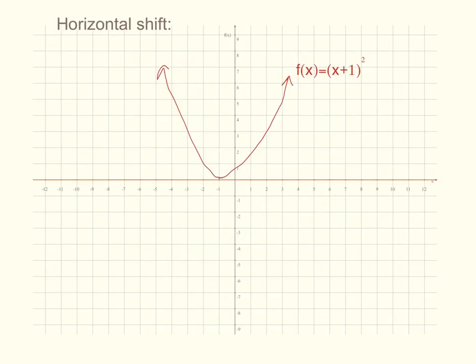So here we can see that the graph has been shifted to the left one and otherwise has the same shape. Vertical shifts and reflections will work exactly the same way.